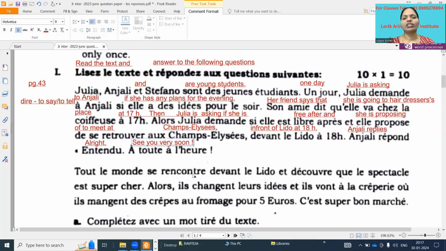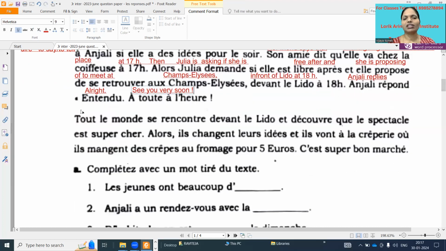Next one. "Tout le monde se rencontre devant le Lido." So everyone meets. Tout le monde means everyone, an expression. Se rencontre is also to meet only. Se retrouver and se rencontrer, both are synonyms. Devant le Lido, in front of Lido. Lido is a shopping mall name.